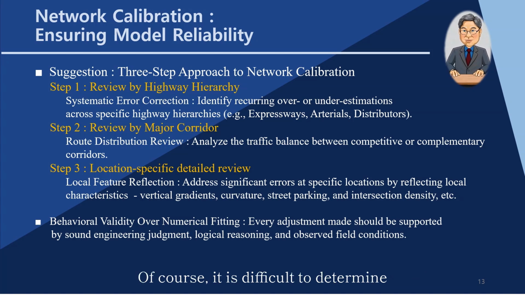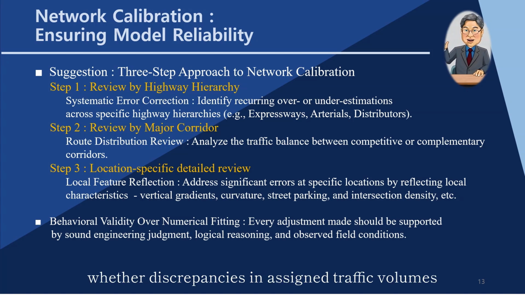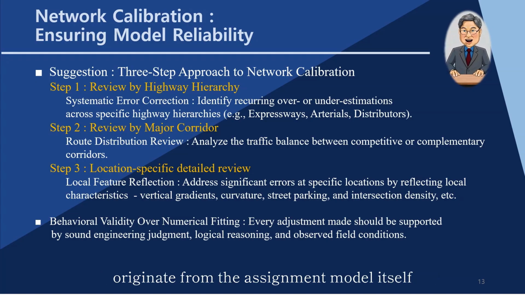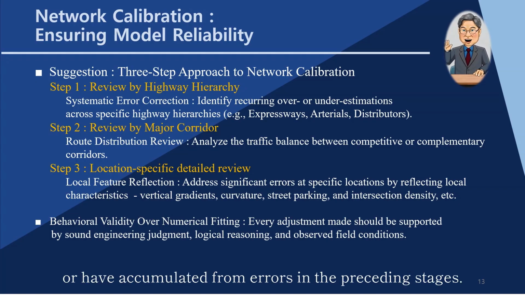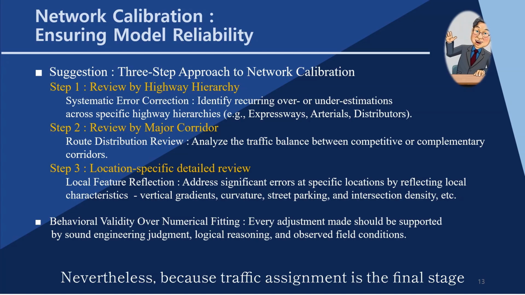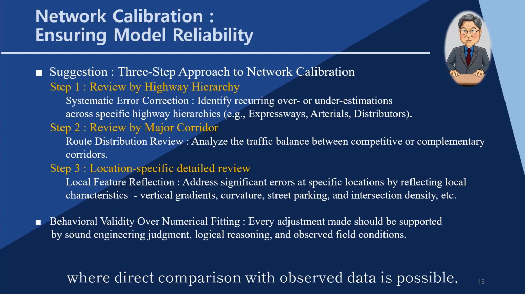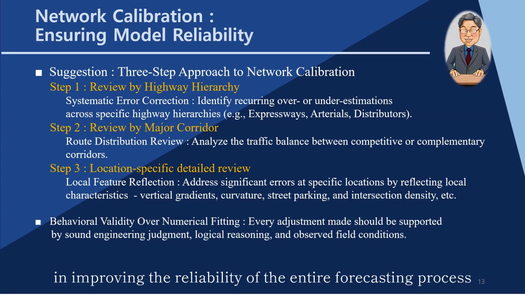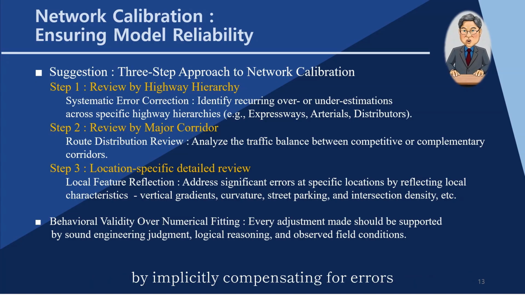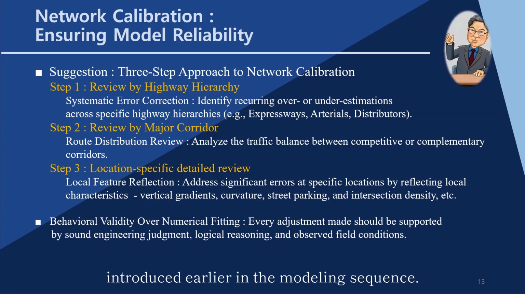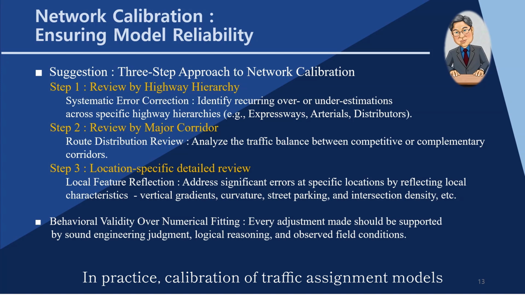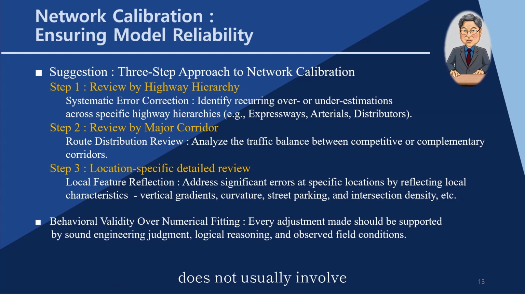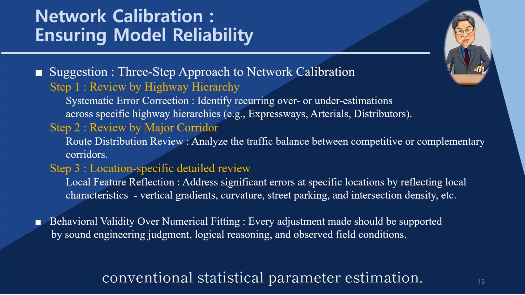Of course, it is difficult to determine whether discrepancies in assigned traffic volumes originate from the assignment model itself or have accumulated from errors in the preceding stages. Nevertheless, because traffic assignment is the final stage where direct comparison with observed data is possible, network calibration plays a critical role in improving the reliability of the entire forecasting process by implicitly compensating for errors introduced earlier in the modeling sequence. In practice, calibration of traffic assignment models does not usually involve conventional statistical parameter estimation.